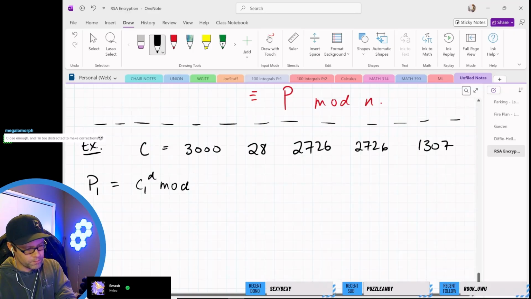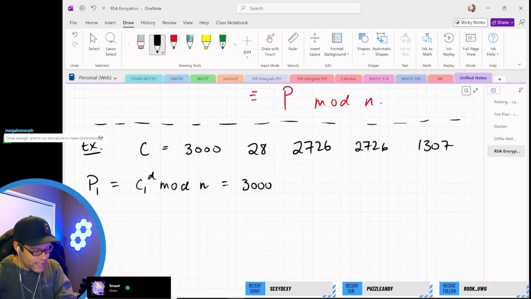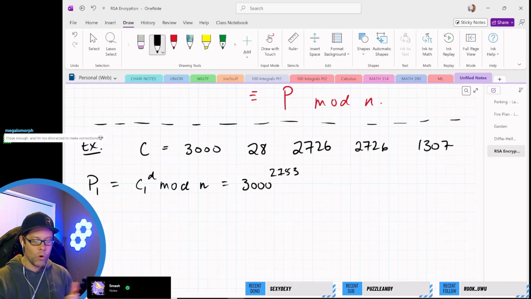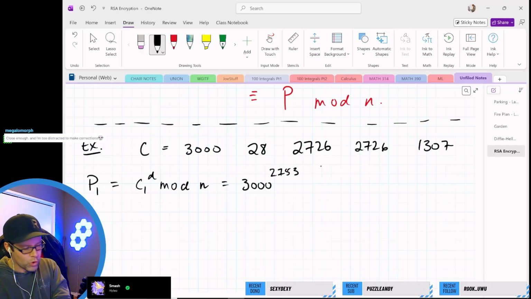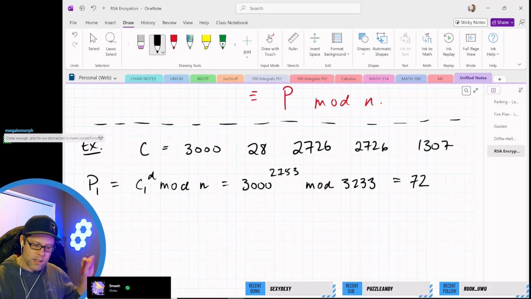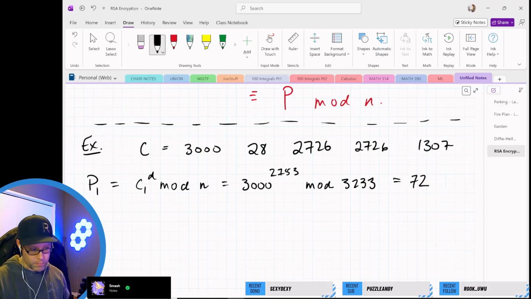So I'll write out the first one, 3000. Our decryption number was 2753. So this is where we might need a little bit of online help, or we might need to use our Python to do some of this work for us, because we have some pretty intensive calculations. Like my calculator definitely cannot do this. But you may want to verify that this indeed does come back out to 72, which will convert back into the H that we're looking for when we go from ASCII back to letters and numbers.